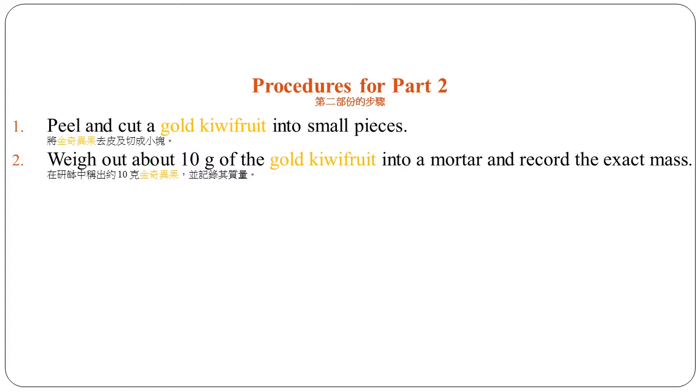Here are the procedures for part 2. The first step, peel and cut a gold kiwi fruit into small pieces, and then weigh out about 10 grams of the gold kiwi fruit into a mortar and record the exact mass. Let's see a video.